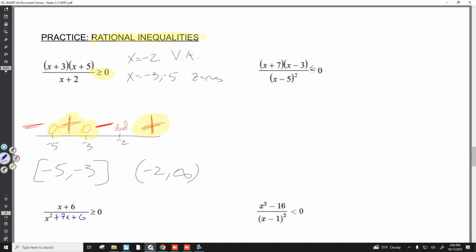Still a vertical asymptote. Because if I plugged in 5, I get 0 on the bottom. But the fact that it's squared is the sign won't change. Yes, but I would put negative 7 on the left side because it's less than 3. 3 on the right side.